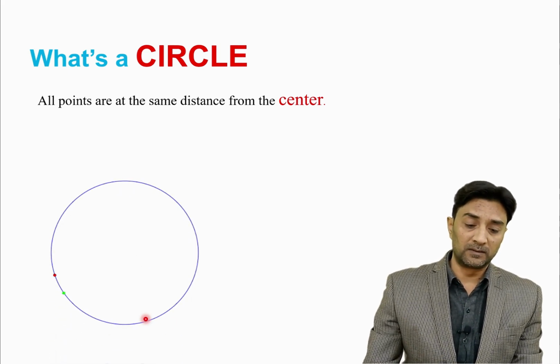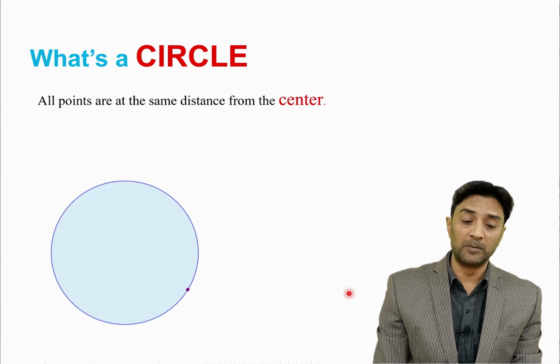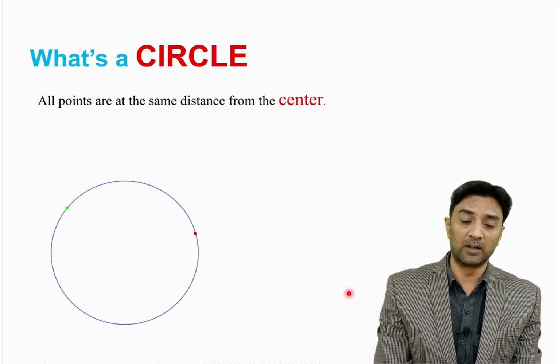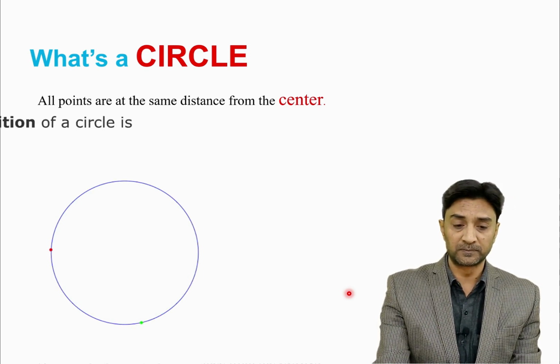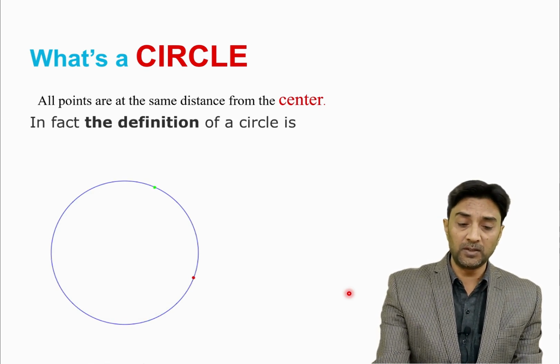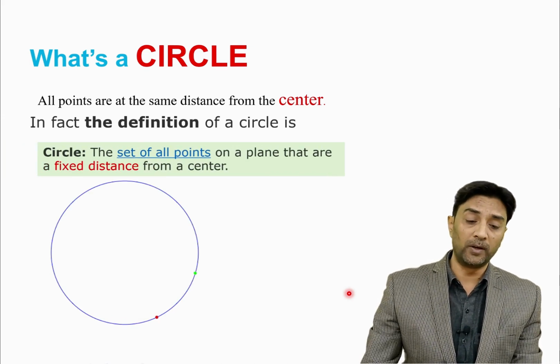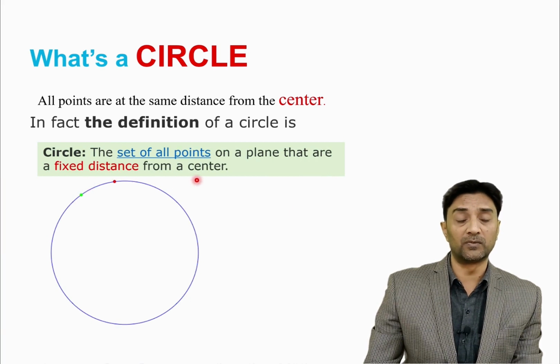Like this is an animation of a circle. You can see that this dot is rotating at a fixed distance from a center point. So in fact, the definition of the circle is the set of all the points on a plane that are a fixed distance from the center.